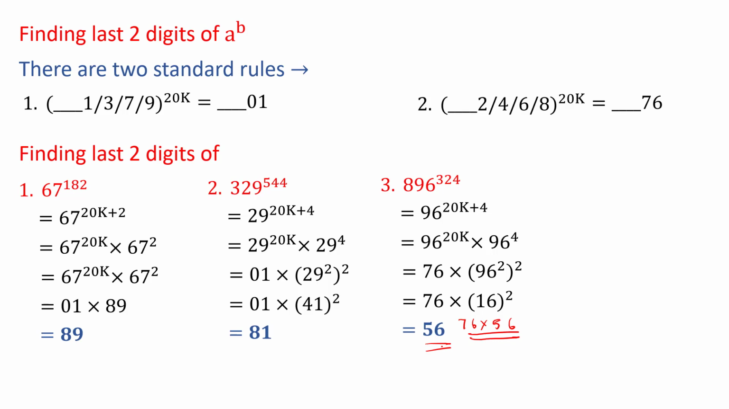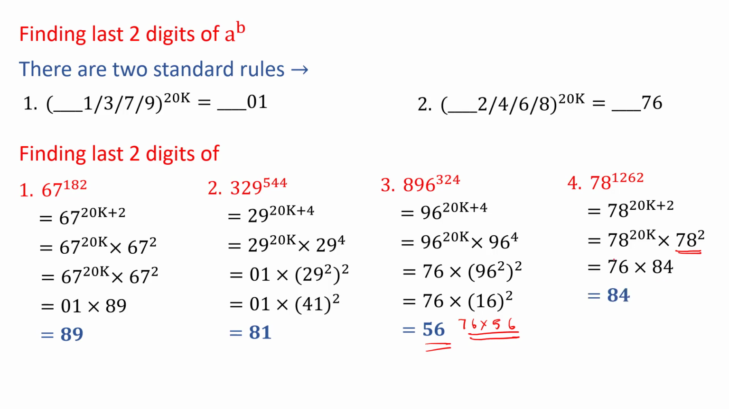Okay, let's have a look at one more example. 78 to the power 1262. The last two digits of this are the same as 78 to the power 1262. Okay, divide the power by 20, the remainder is how much? 2. So this is the same as 78 to the power multiple of 20 plus 2. This is nothing but 78 to the power multiple of 20 into 78 square. 78 to the power multiple of 20 ends with 76, and 78 square ends with what? Take the difference of 78 with 100, the difference is 22. 22 square is 484, so the last two digits are 84. If you do 76 into 84, the last two digits of this are going to be 84 only.